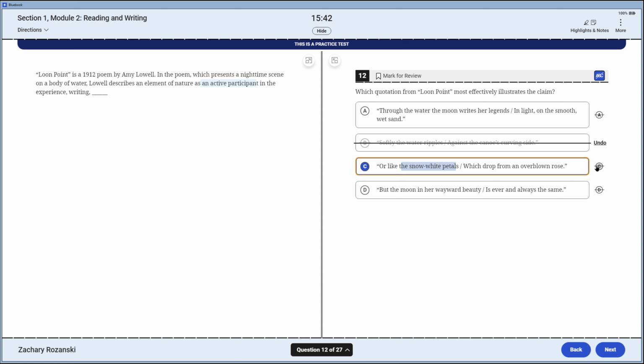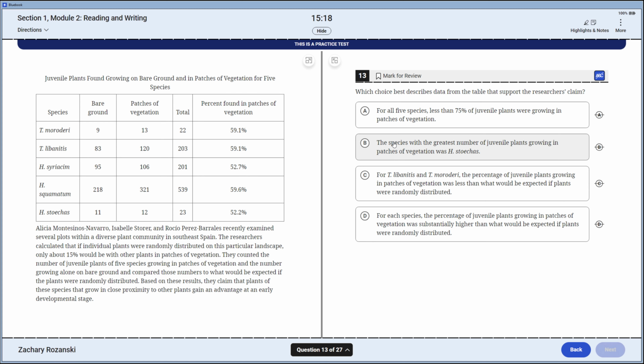Someone did something to this rose and something happened. But in the moon, her wayward beauty is ever and always the same. The moon is pretty. I like this from being maybe participant, but it's so static with this "ever and always the same." A nighttime scene on a body of water. Yeah, A and D are both pretty chill, but the right one is just so much better than the staying the same. That's there, right? Move forward.